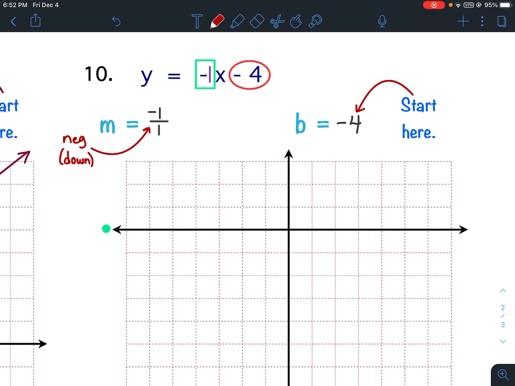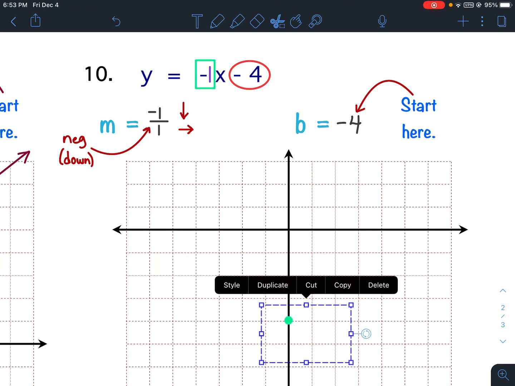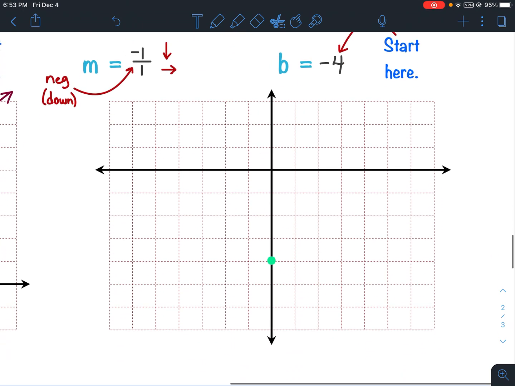I'm going to go ahead and draw my arrows now. So since it's a negative 1, that means I will go down 1. And then the run is positive 1, so I'll go to the right 1. So starting at my origin here, I need to go down to -4, so -1, -2, -3, -4. So that is my y-intercept there.